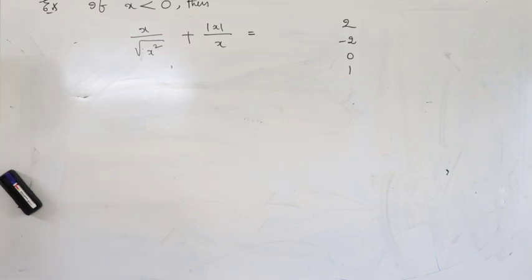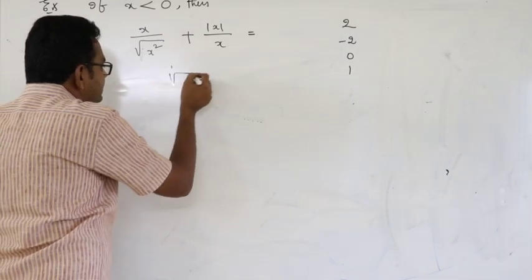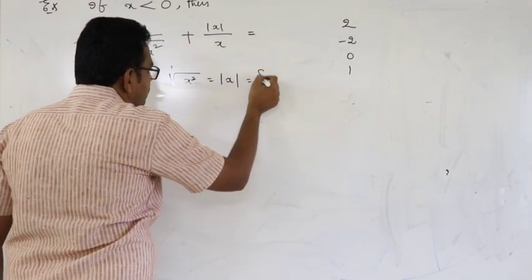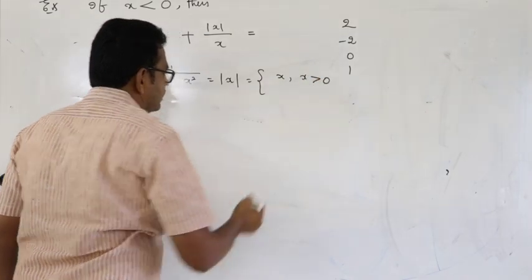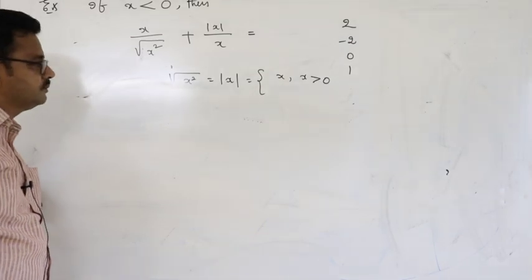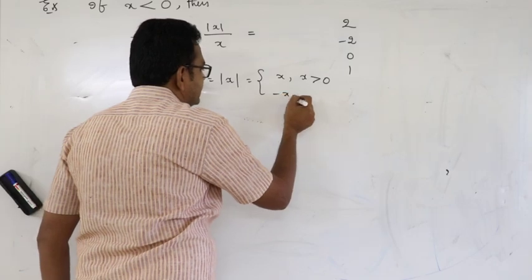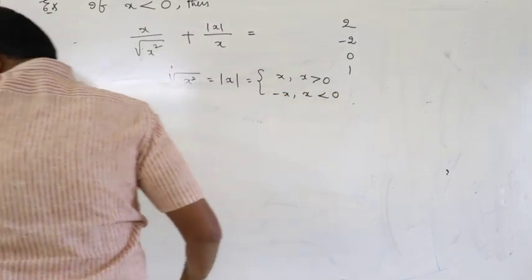If x is less than 0, root of x square is equal to what? Mod x. Mod x is equal to plus x if x is greater than 0. I repeat this more number of times regarding mod x. And it is minus x if x is less than 0.